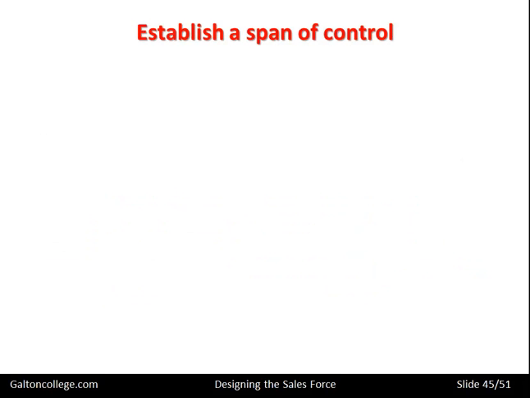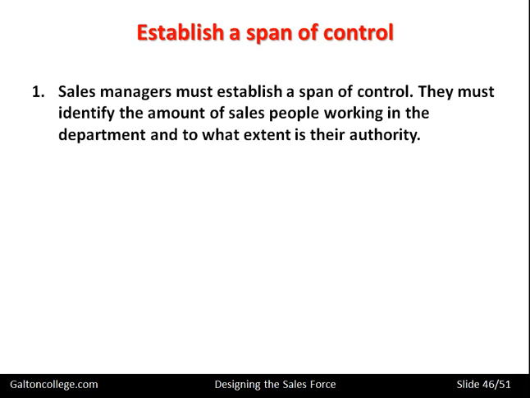Now the span of control, which I talked about much earlier, well, the sales manager must establish a span of control. They must identify the number of salespeople working in the department, and to what extent their authority is, or what authority they've got. Now, it's important for the manager to understand the span of control. The span of control, as I said to you earlier, is perhaps 5 or 6 staff. So the span of control would be, let's say, 6. A large company, the manager may have a span of control of 50, looking after 50 people.